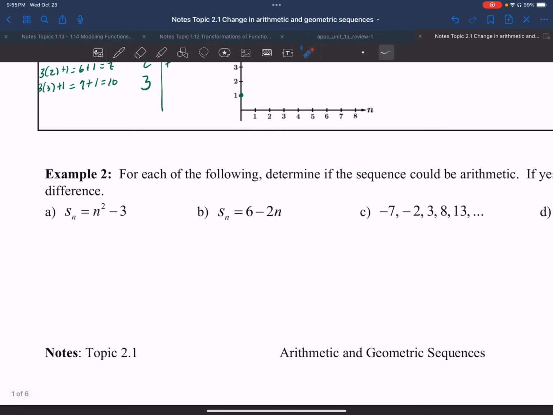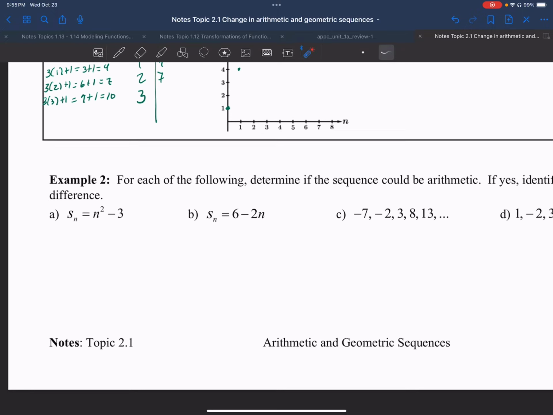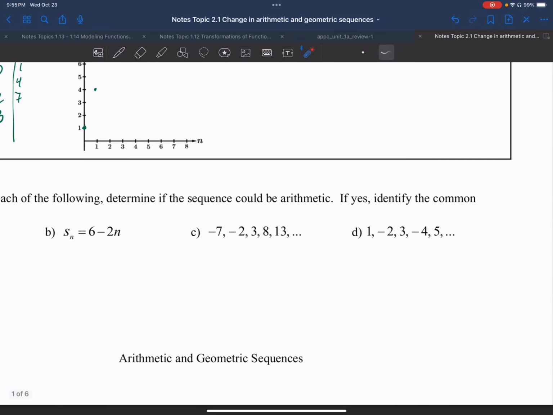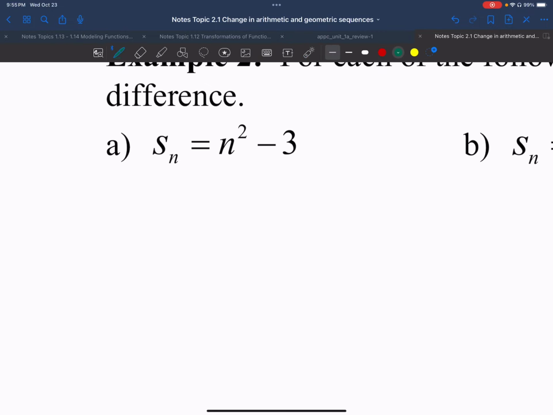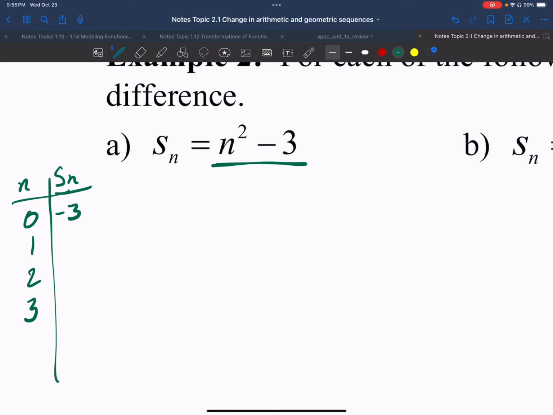Example number 2 says for each of the following, determine if the sequence could be arithmetic. If yes, identify the common difference. So the easiest way to do this is to create a table. I'm going to do n and then S of n. Then I'm going to start with 0, 1, 2, and 3. After that, I'm going to be plugging in the input values, which are 0, 1, 2, and 3, into this equation. So 0 squared is 0. 0 minus 3 is negative 3.